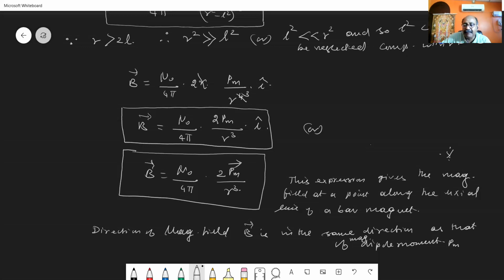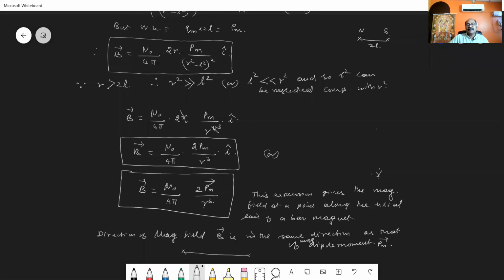PM vector, because in this expression I have written B vector equal to mu 0 by 4 pi into 2 by R cube into PM vector. Mu 0 is constant, 4 pi constant, everything is scalar. Mu 0 scalar, 4 pi scalar, 2 scalar, R cube scalar. So PM vector gives you the direction of the magnetic field at the point on the axial line. I think you have understood. Any difficulty? So you have to summarize.